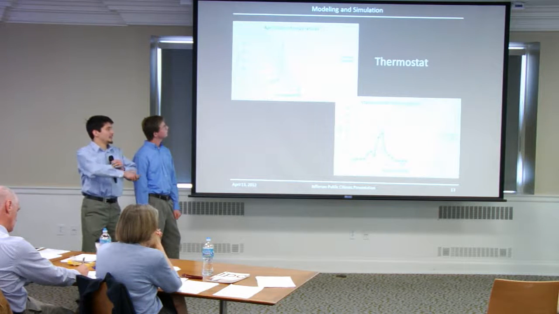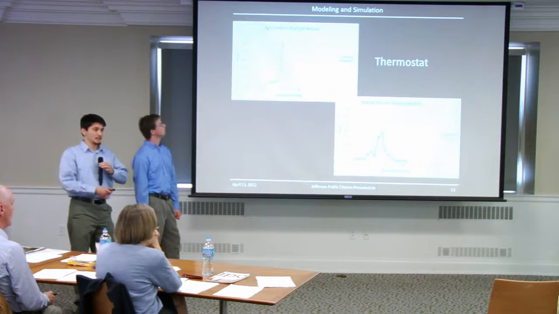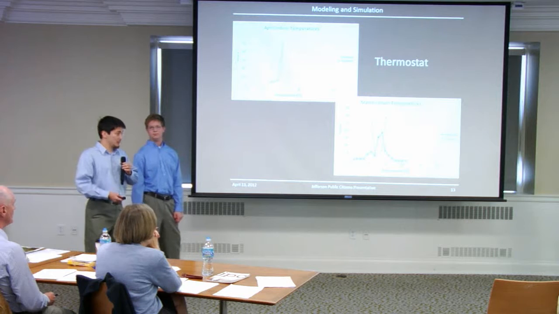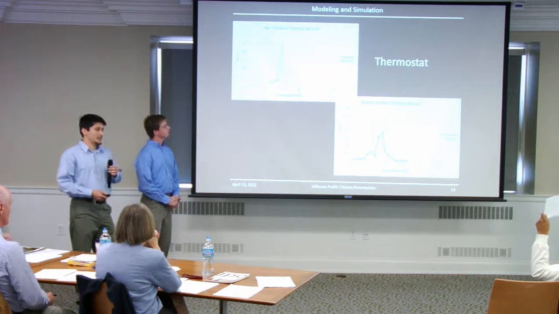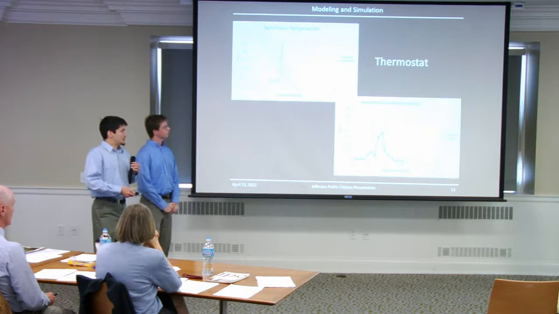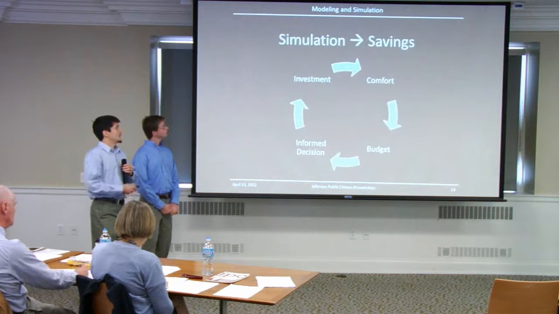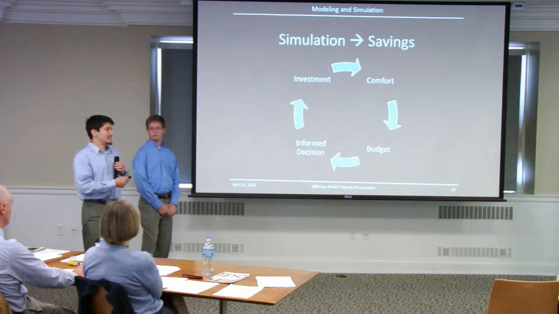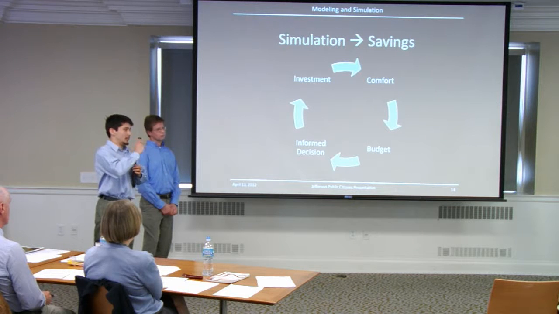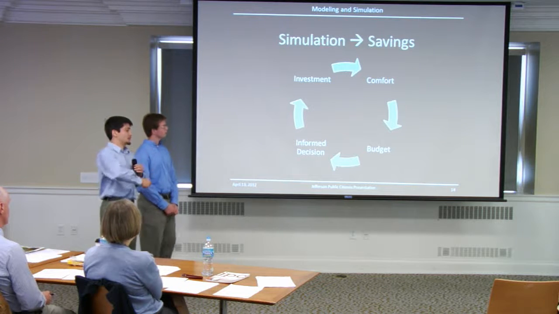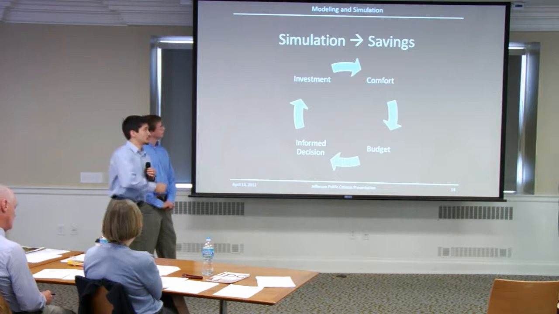As you can see, in April and in March, the monitored settings are much more varied than the simulated settings. The simulated settings were set to be between 71 and 74 degrees Fahrenheit. And of course, people will turn off their thermostat or change their thermostat setting, which will cause that variation and problems with the model. So this tool is meant to help with an informed decision so that a homeowner can consider their comfort, look at their budget, and make an informed decision about what retrofits would be most appropriate for an investment to increase their comfort.